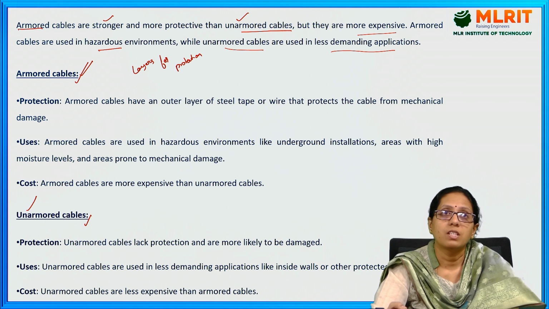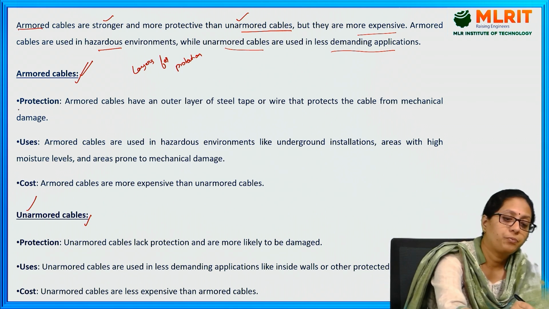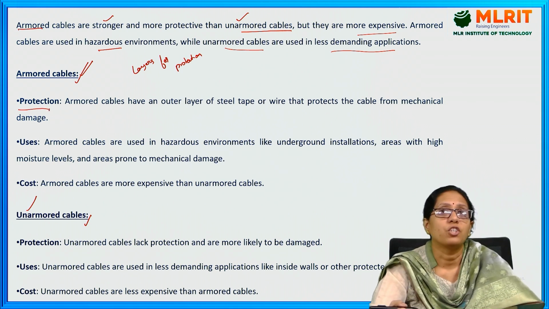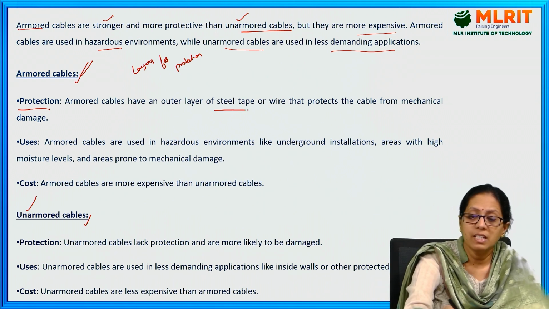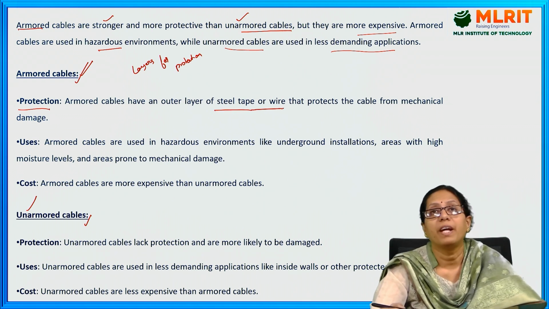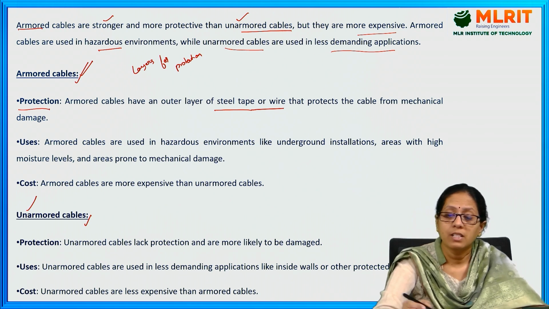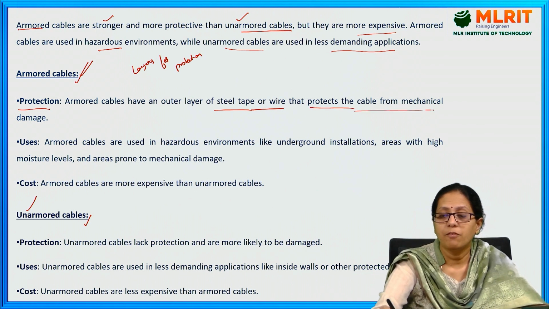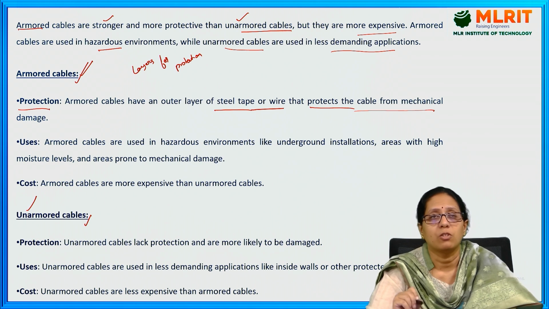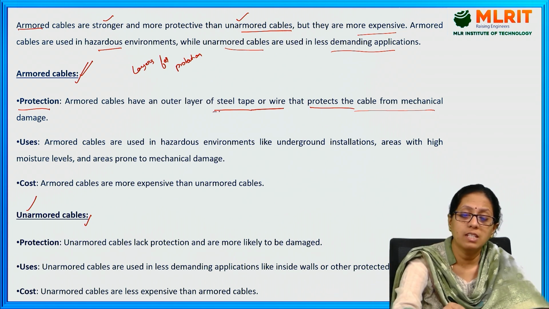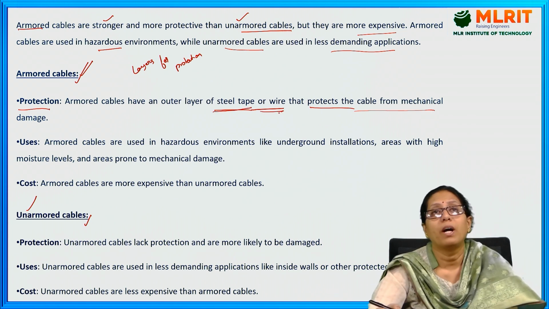First category, protection. Armored cables have an outer layer of steel tape or wire. Steel tape or wire protects the cable from mechanical damage, that is breakage. To protect the cable, we will be using a steel tape or a wire.